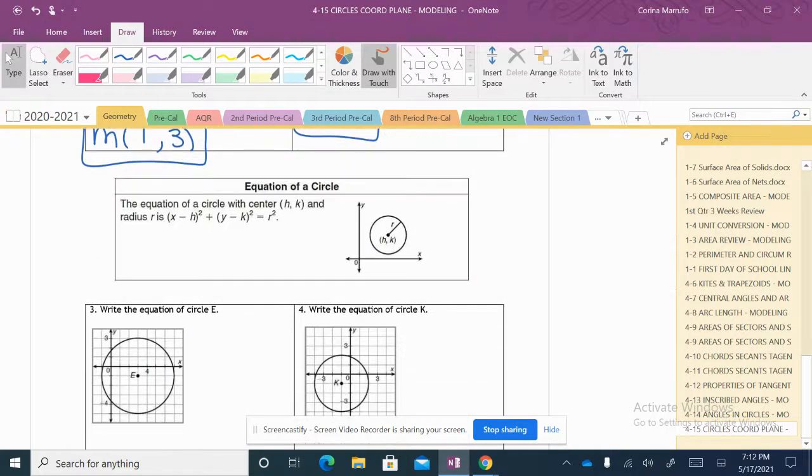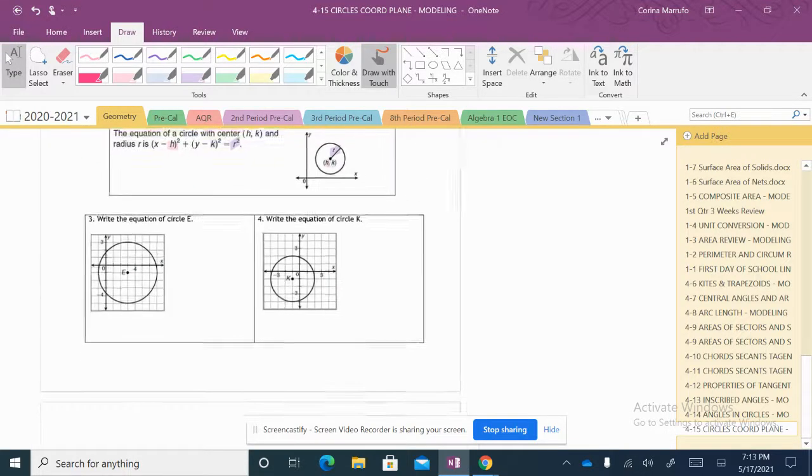Alright, the next one here, it says the equation of the circle is center (h, k) and the radius r, (x minus h) squared plus (y minus k) squared equals my radius squared. So (h, k) is your center, h is my x value, so you subtract the x value, and then k goes with the y value, and you subtract the y. And then whatever your radius is, you go ahead and square that, and that's your equation of your circle.